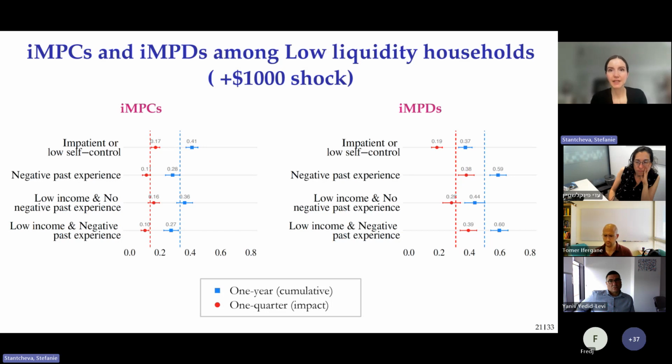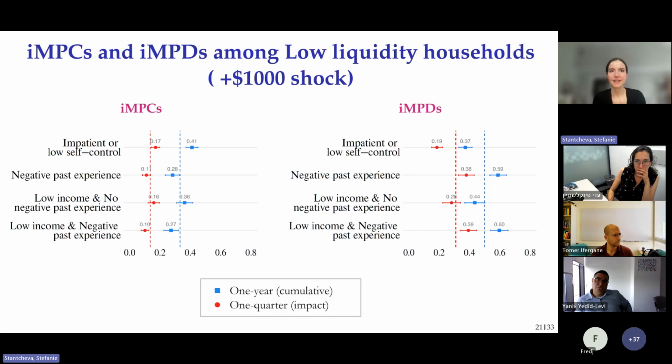And this brings me to another point, which is that differences in MPCs and MPDs are really not well explained by socioeconomic factors alone. You can see this in the paper, and I don't want to bore you with too many details here. But if you try to regress things like the MPCs on your whole range of wealth, income, characteristics, etc., you get a pretty low R-squared. It's very hard to explain this.